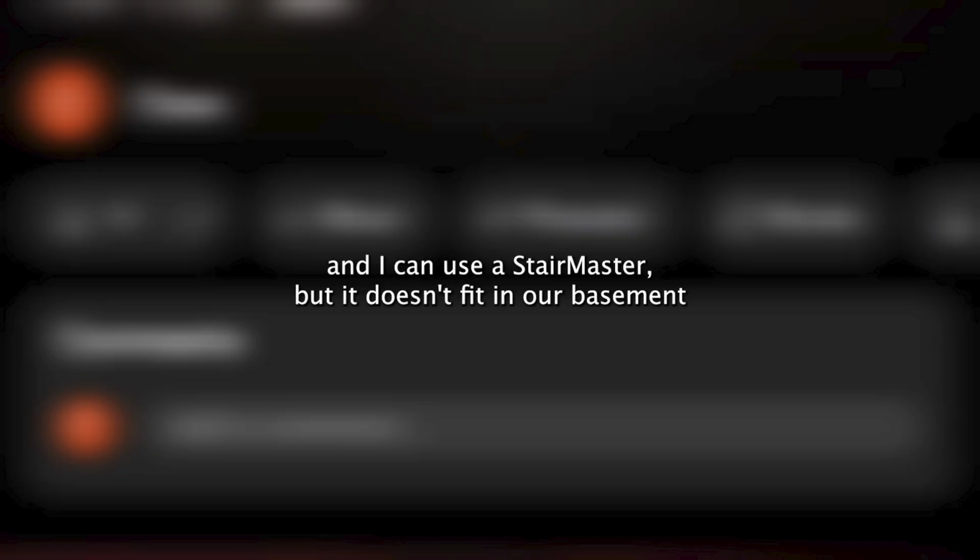I can use an exercise bike, and I can use a Stairmaster, but it doesn't fit in our basement because our ceiling is too low. I'd love to have a Stairmaster, and a rowing machine, too. That would be cool. We have a gym downstairs in our basement with weights, a universal, free weights, a treadmill, bicycle. My wife has been using it for about 20 years now. That's our personal gym.